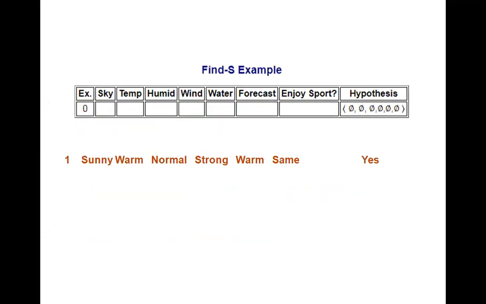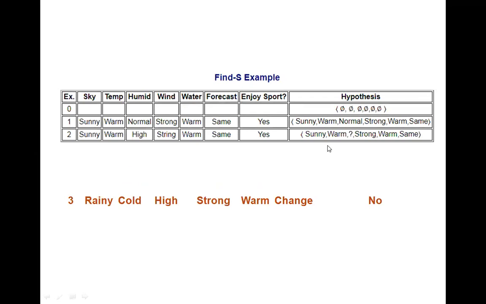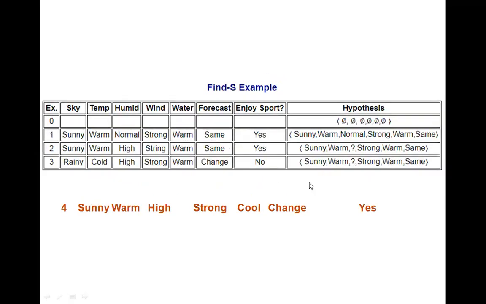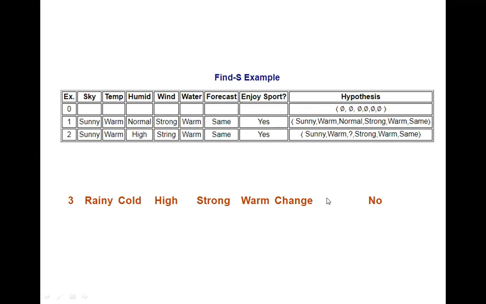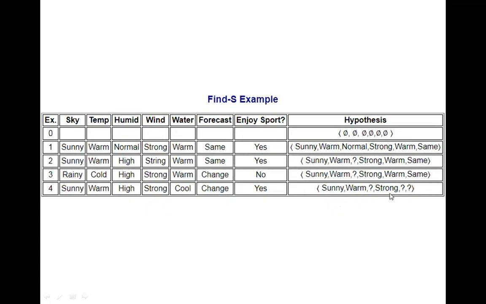So Find-S starts like this. Initially, everything will be the null hypothesis. We are trying to find one hypothesis, so initially it will be null. Once you scan the first example, the hypothesis will change as follows. Next, when you scan the second example, the hypothesis will change like this. The third example is no, so the hypothesis will not change; it will remain as it is. The fourth example is yes again. So this is the final hypothesis.